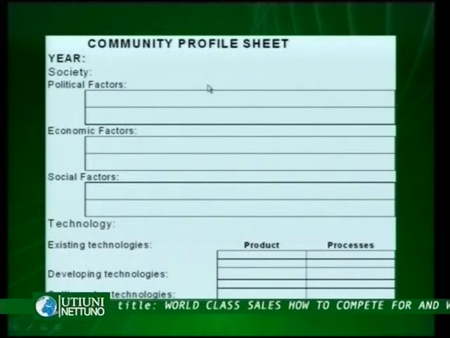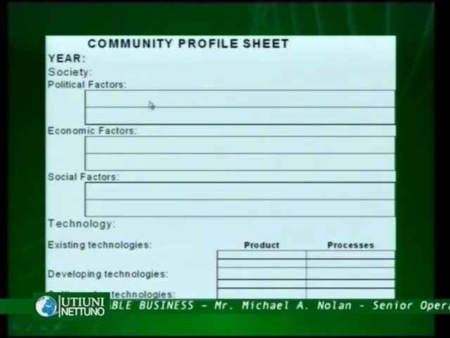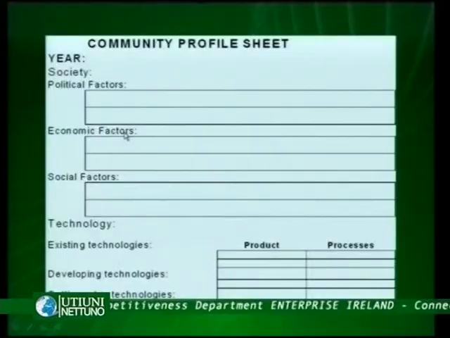So the community profile here, and the community profile is looking at the society, the economics, the social and technological, as we called it in a different lesson, the PEST, political, economic, social and technology. So what are the political factors that are changing over the last year? What's changed? What's different? How is it working? Economic factors. Again, has the economy expanded or is it contracting? Or is it just about the same as before?